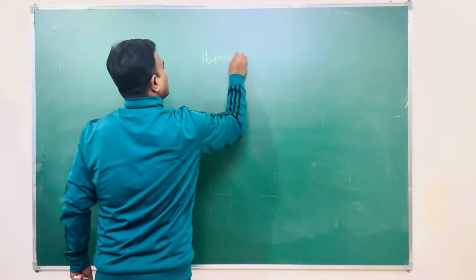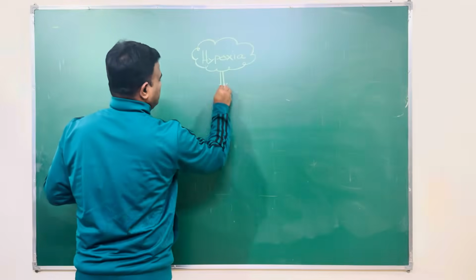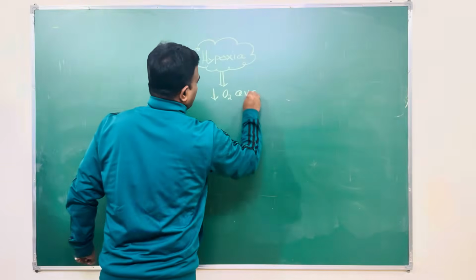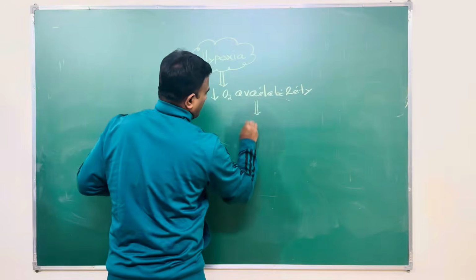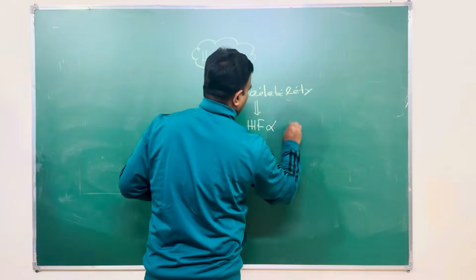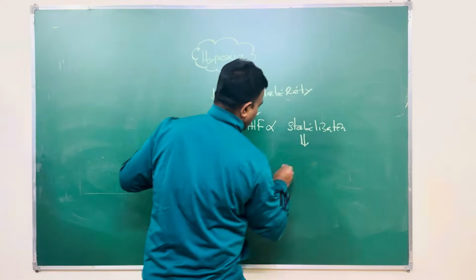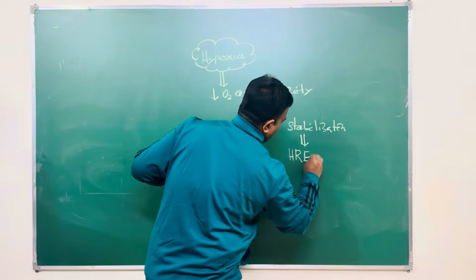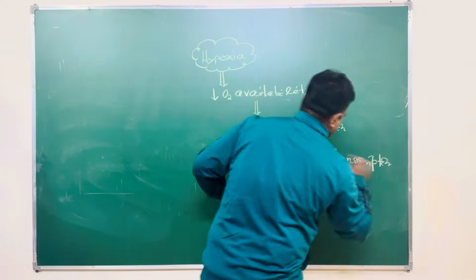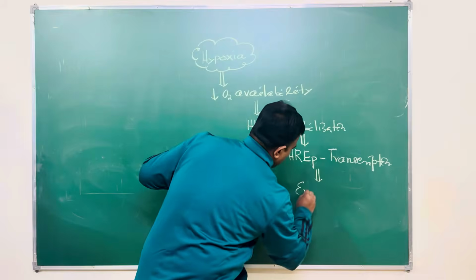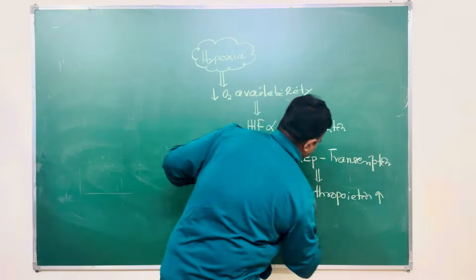Hypoxia. This is another master flowchart. Decreased oxygen availability leads to HIF alpha stabilization, then the hormone response element of the erythropoietin transcription, as I explained, and after that this erythropoietin is secreted more.